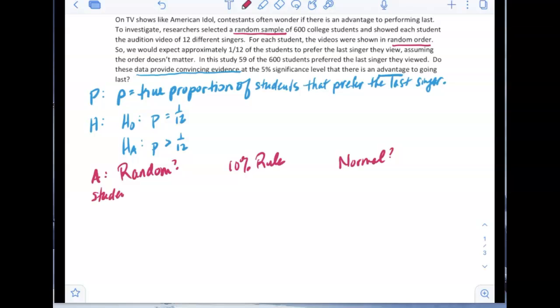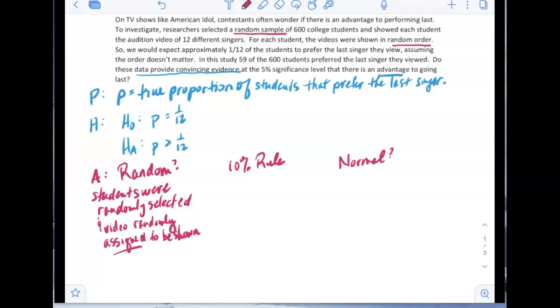Students were randomly selected and videos randomly assigned. Okay, randomly assigned to be shown.